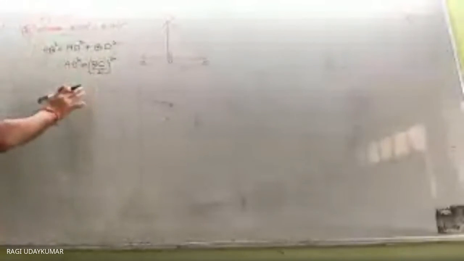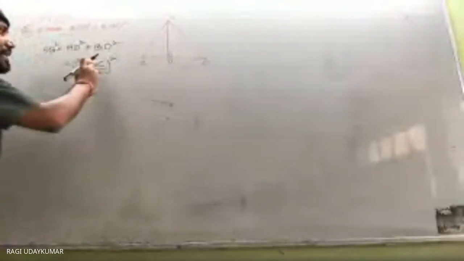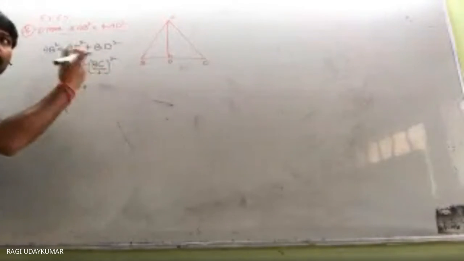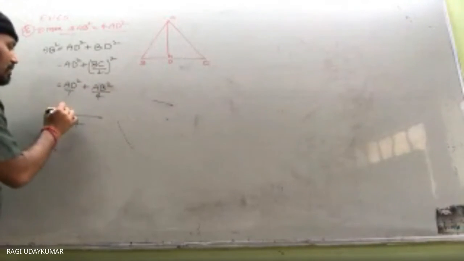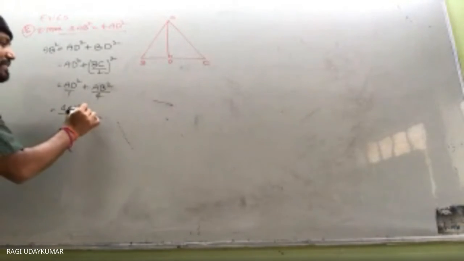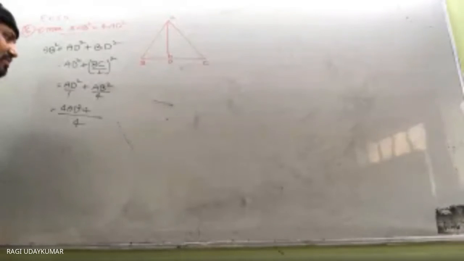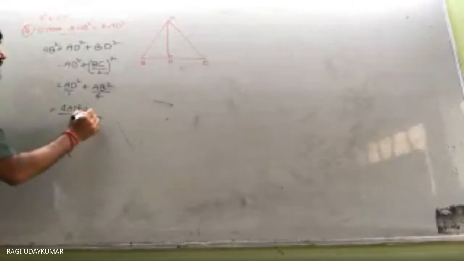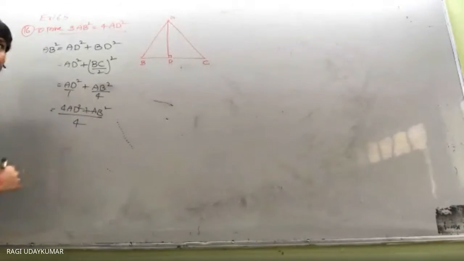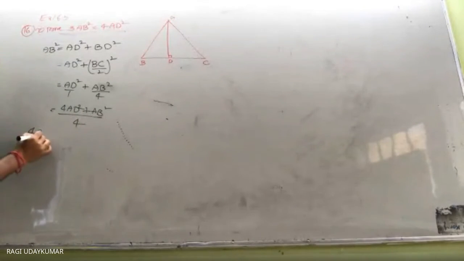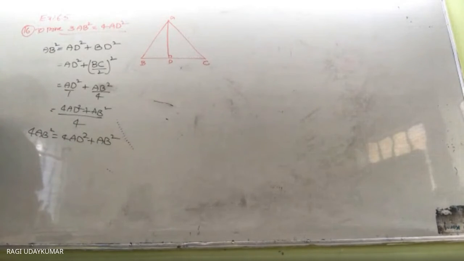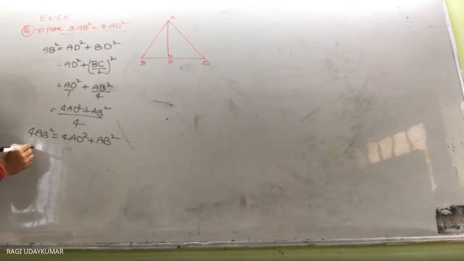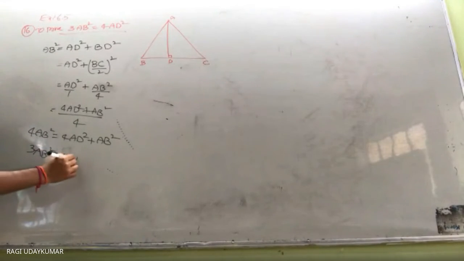Now what has happened? Both AB and AD are equal. So you write AD square plus BC square. BC square can be written as AB square by 4. Take the LCM, 4 will come: 4 AD square plus AB square. Bring this AB square over here: 4 AB square is equal to 4 AD square plus AB square. Bring this AB square here, it becomes 3 AB square. This is equal to 4 times AD square. Done, right?